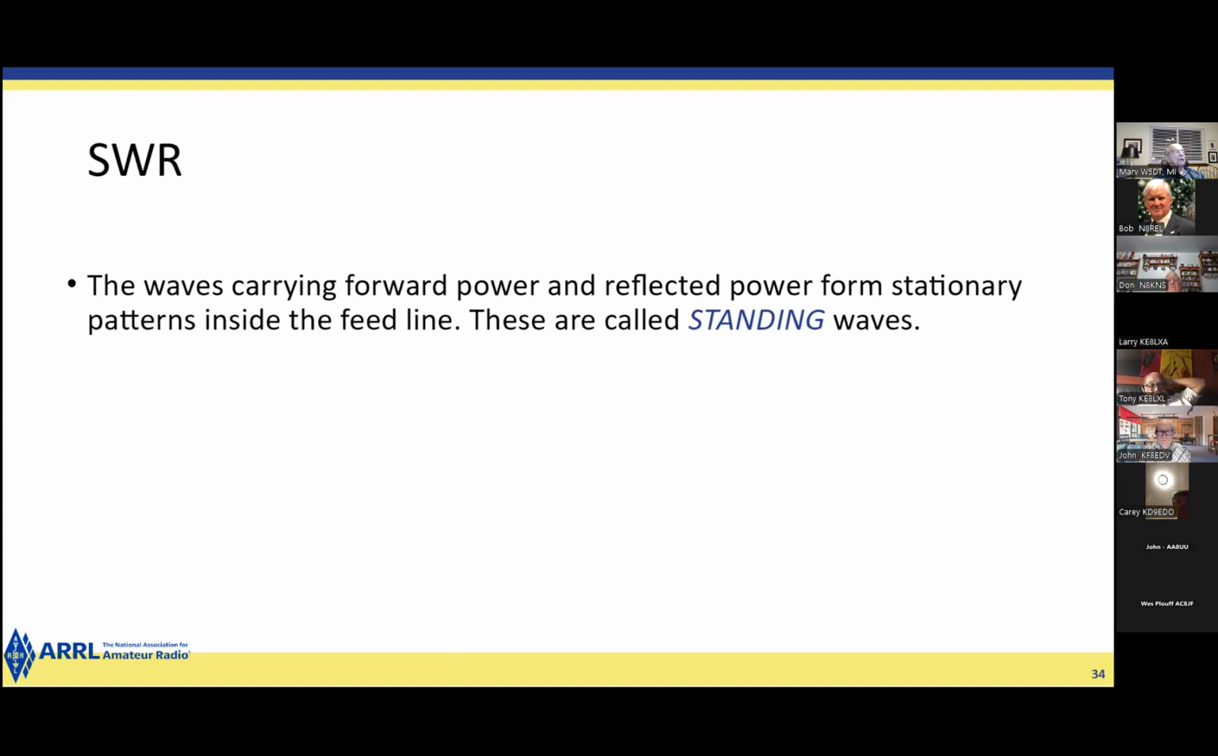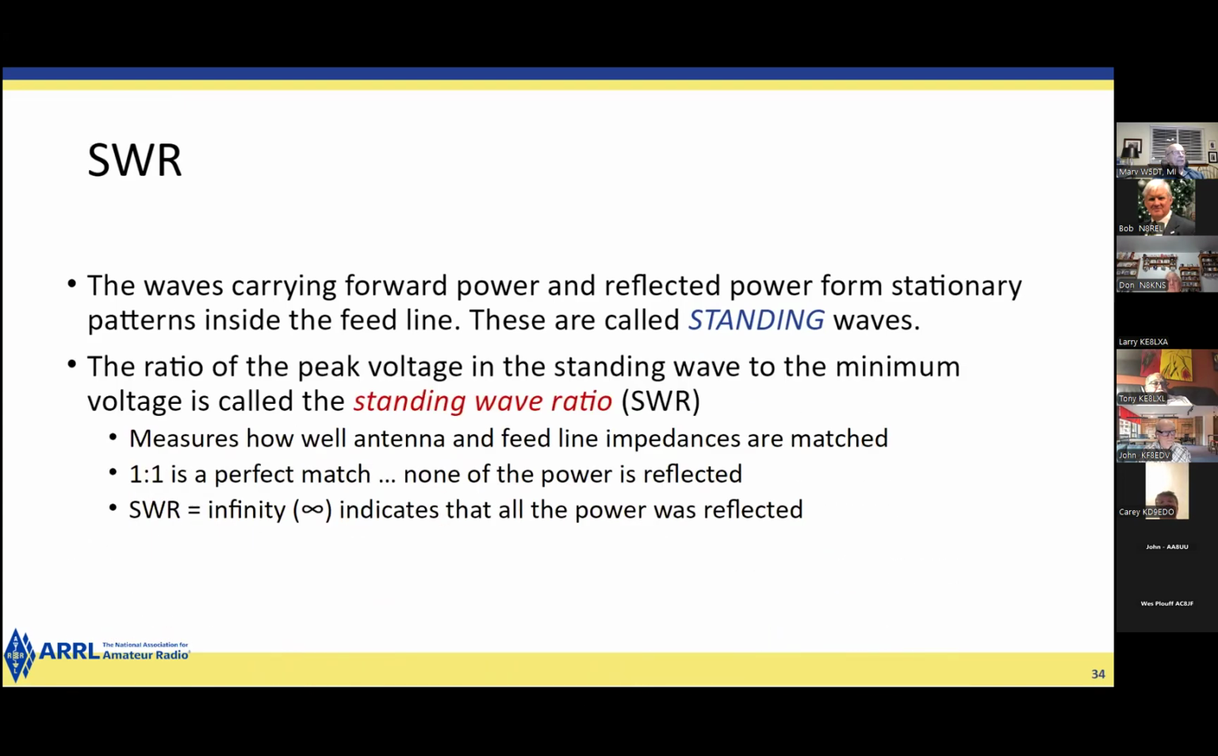The waves carrying forward power and reflected power form stationary patterns inside the feed line. These are called standing waves. The ratio of the peak voltage in the standing wave to the minimum voltage is called the standing wave ratio. It measures how well the antenna and feed line impedances are matched. 1-to-1 is a perfect match, and none of the power is reflected.